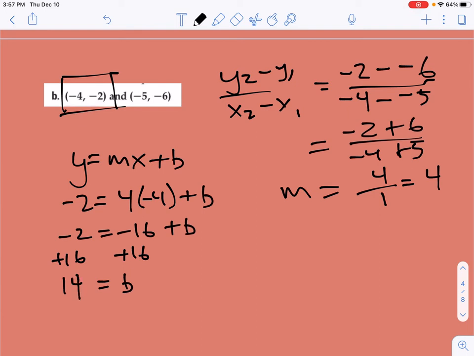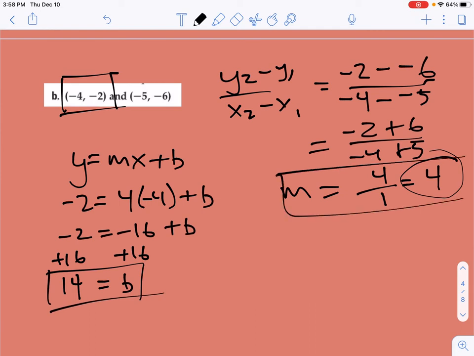All right, so now let's write my equation because I've got m over here and I've got b right here. So let's use all of that and put it back in this general equation again. So we have y is equal to 4x plus 14.